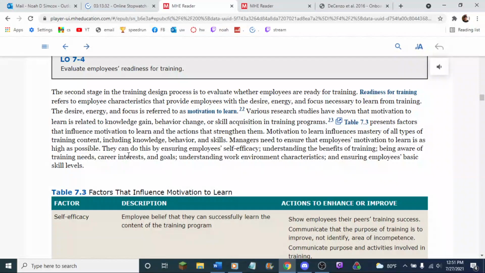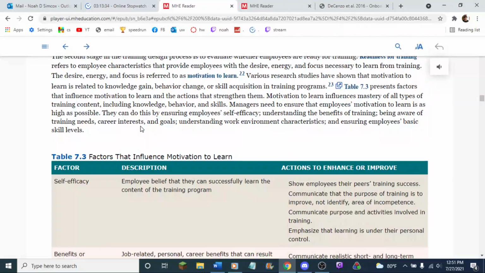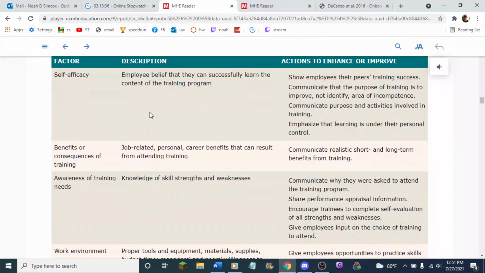Here are the factors that influence motivation to learn. Self-efficacy, employee belief that they can successfully learn the content of the training program. Action to enhance or improve: show employees their peers' training success. Communicate that the purpose of training is to improve, not identify an area of incompetence. Communicate purpose and activities involved. In training, emphasize that learning is under their personal control.